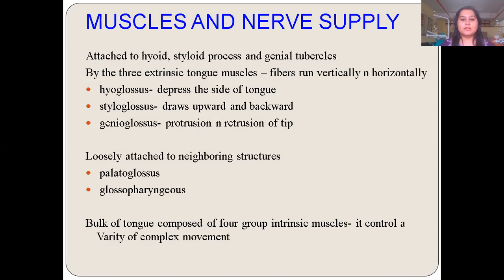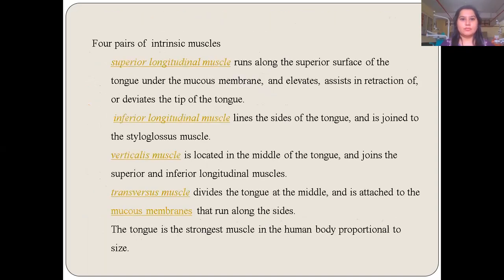And the bulk of the tongue is composed of 4 groups of intrinsic muscles, which control the variety of complex movements of the tongue. The 4 pairs of intrinsic muscles are as follows. The first one is the superior longitudinal muscle, which runs along the superior surface of the tongue under the mucous membrane, and it elevates and assists in the retraction of the tongue and deviates the tip of the tongue.